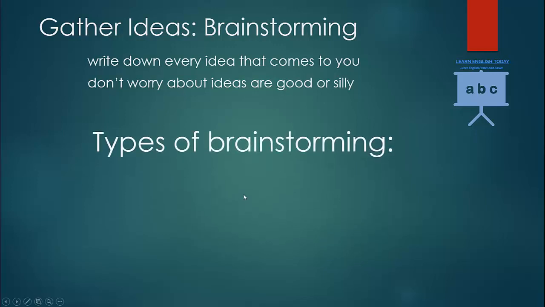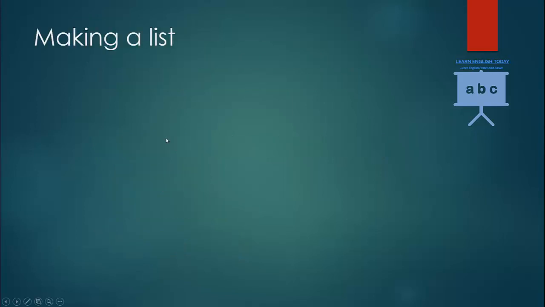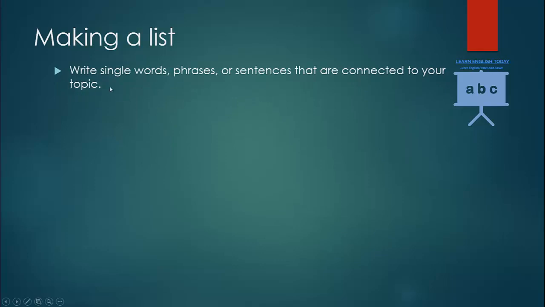So we can do brainstorming in three ways, or three types of brainstorming. The first one is listing, the second one is free writing, and the third one is mapping. We are going to study them one by one. What is making a list, or listing? We write single words or phrases or sentences that are connected to your topic. Suppose that you are going to buy something, and first of all at home you're going to have a list of things that you have to buy, or things you're supposed to do on a specific day.